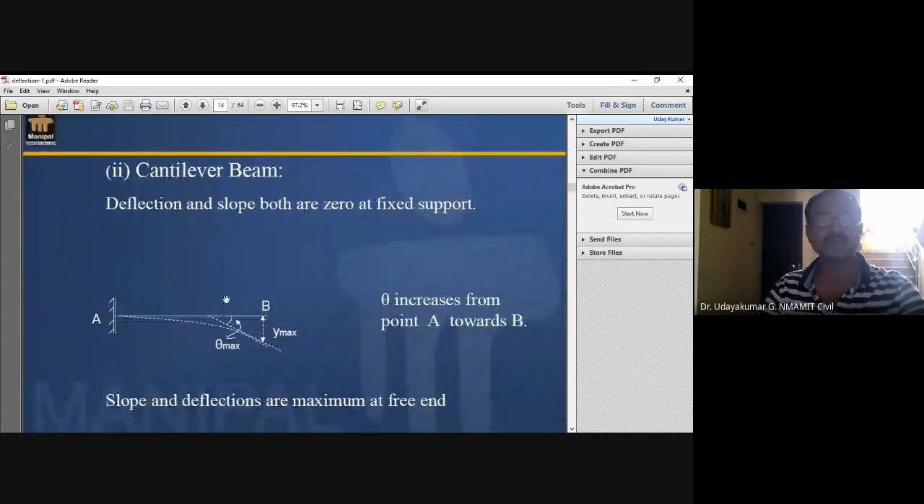Now the cantilever beam. If you draw a tangent at the free end, it makes an angle theta that is maximum, and y is also maximum. For a cantilever beam, slope and deflection are maximum at the free end. That is a condition.